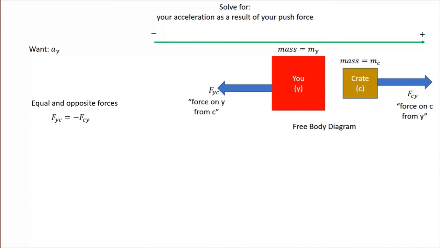Second, we want your acceleration, so we will use Newton's second law to write that your acceleration equals the force acting on you, which is F sub yc divided by your mass. Great. Now we said that we wanted to know your acceleration in terms of the push you gave the crate, which is F sub cy. So using this formula, we can substitute F sub yc for negative F sub cy. This means we end up with this formula here, which in normal English says that your acceleration will be the force you push with divided by your mass. The negative sign means you will accelerate leftward.